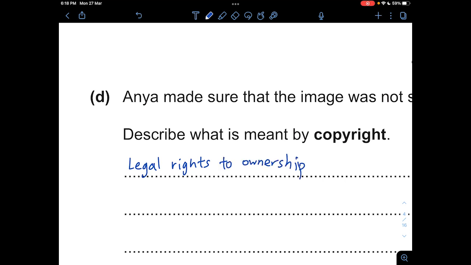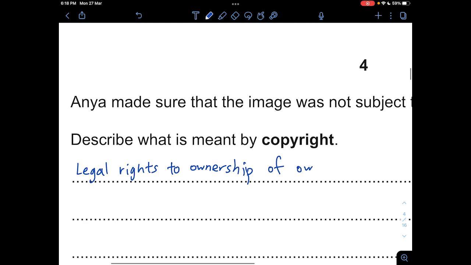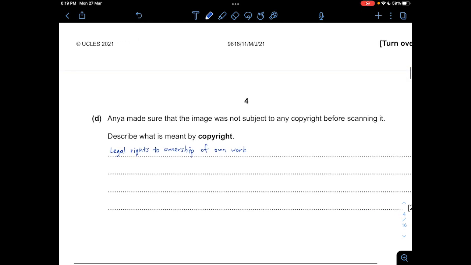Of own work. This is mostly used for digital items like your pictures, your videos, your software are all subjected to copyright if you created it yourself. It belongs to you. So that's what copyright means.